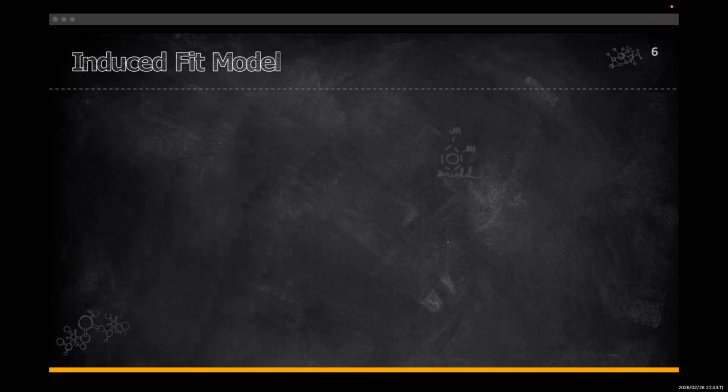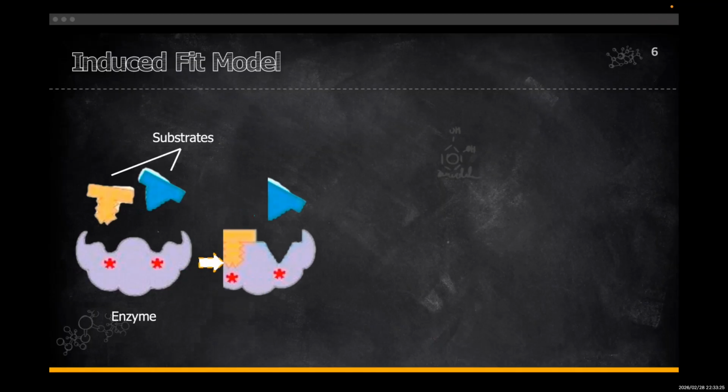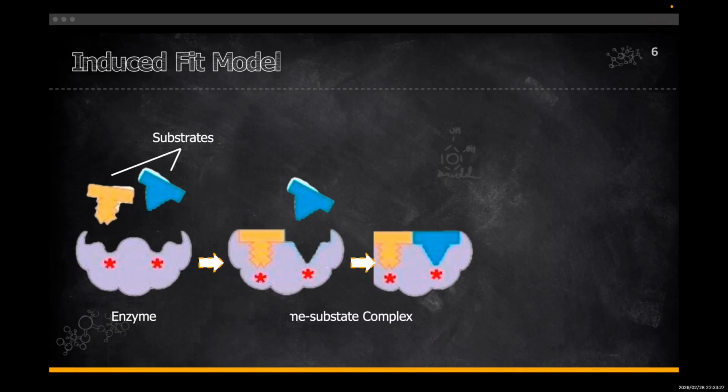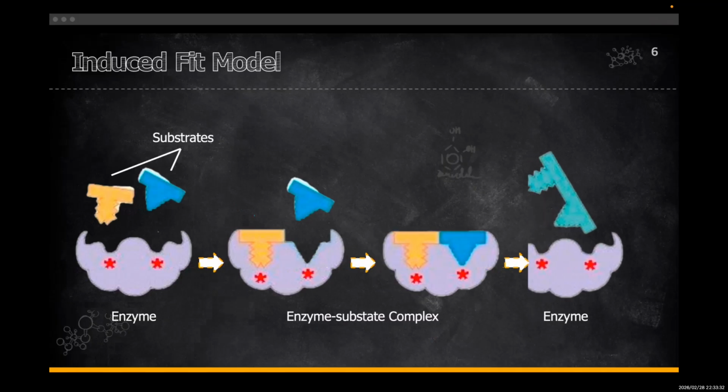We've also mentioned the induced fit model when discussing the mechanism behind enzyme action. Let's demonstrate it now. When a substrate approaches the enzyme's active site, the enzyme undergoes a conformational change to better fit the substrate, forming an enzyme-substrate complex that facilitates the reaction.